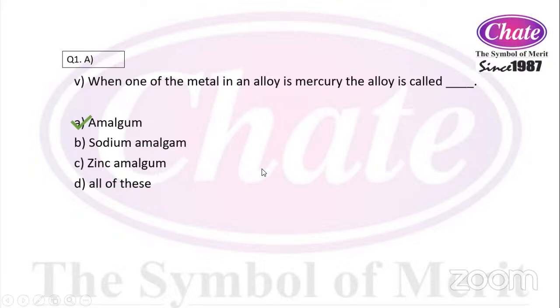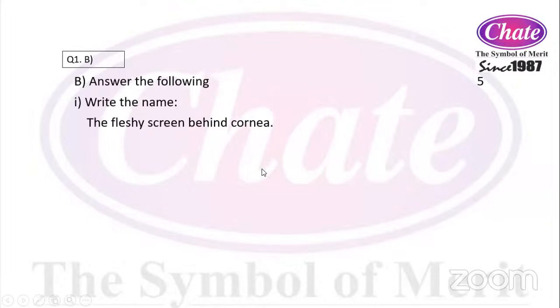Okay, so now we are going to move to the next question, that is question number 1B. In this question, the first sub-question is: write the name of the fleshy screen behind the cornea. As everybody knows, the answer is iris. I have seen that many students go wrong only in their spellings. So students, please focus on the spelling of the keywords as well. When you write a word and you are supposed to get 1 mark for that word, you should be very specific about your spellings as well. So be careful while writing these answers.